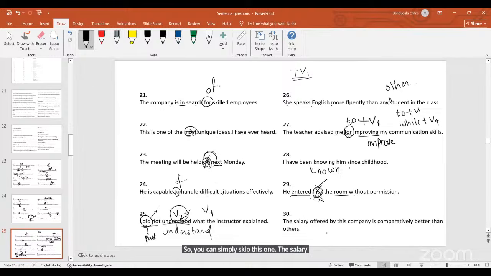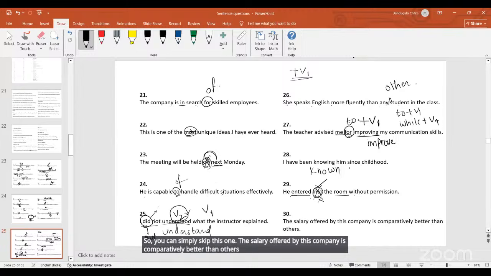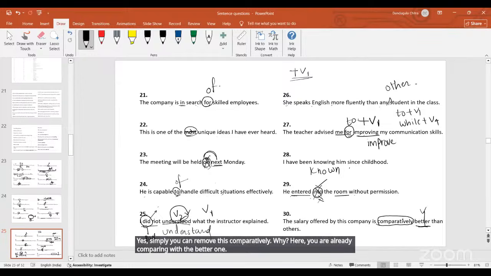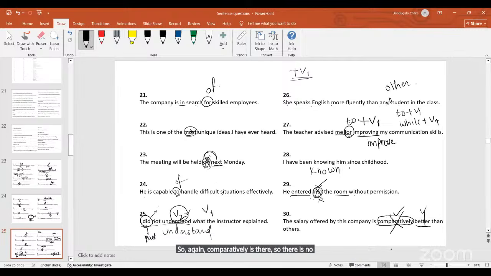The salary offered by this company is comparatively better than others. Yes, very simple. You can observe one thing. Degrees of comparison. Remove comparatively, sir. Yes, simply you can remove this comparatively. Why? Here you are already comparing with the better word. So again, comparatively is there. So there is no need of using comparatively again. Okay, so the salary offered by this company is better than others will be fine. So that is an excessive word.